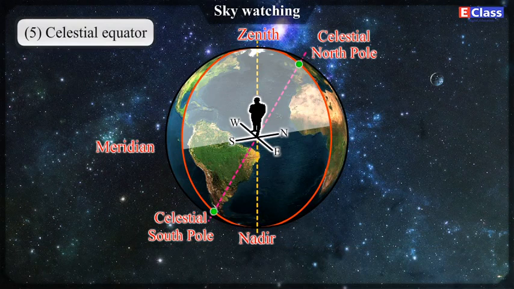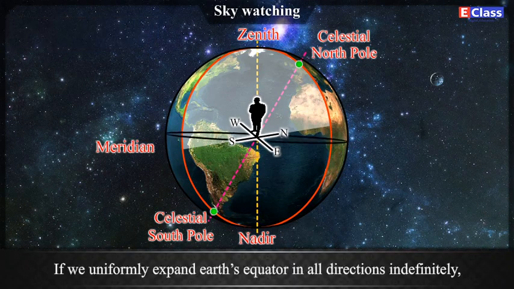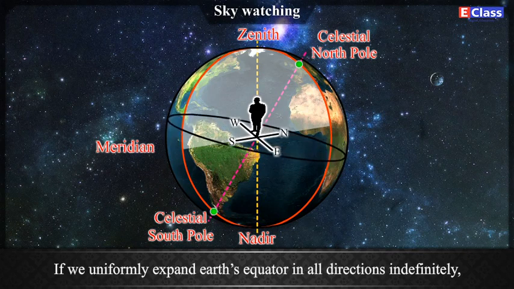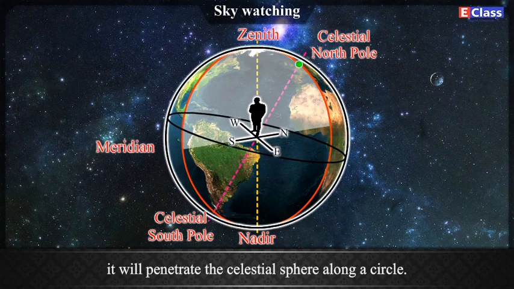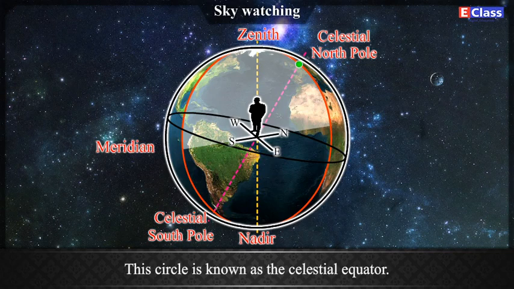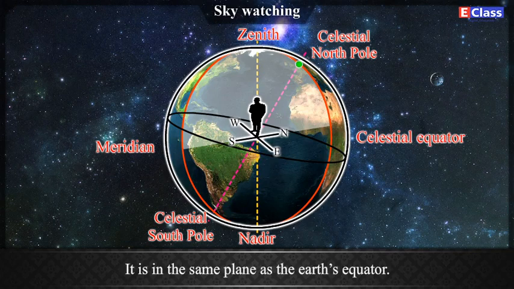5. Celestial equator. If we uniformly expand the Earth's equator in all directions indefinitely, it will penetrate the celestial sphere along a circle. This circle is known as the celestial equator. It is in the same plane as the Earth's equator.